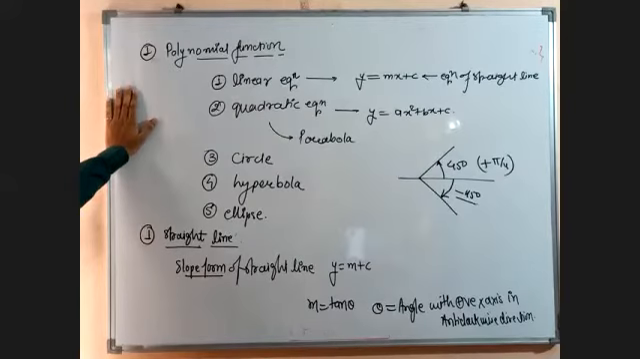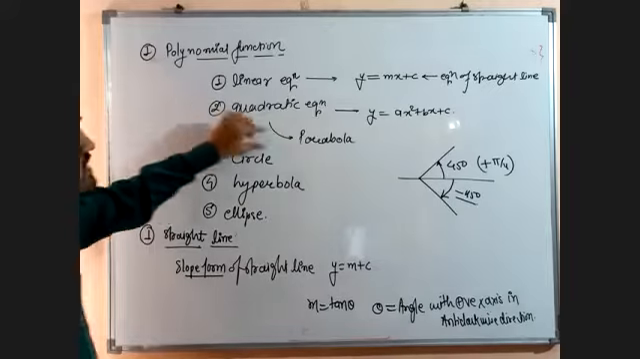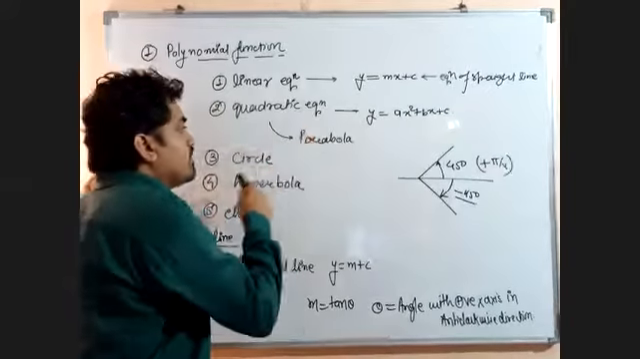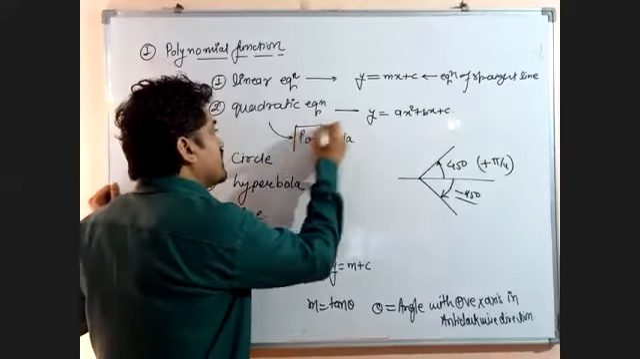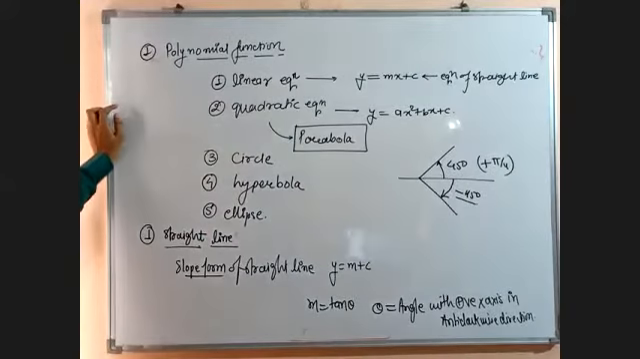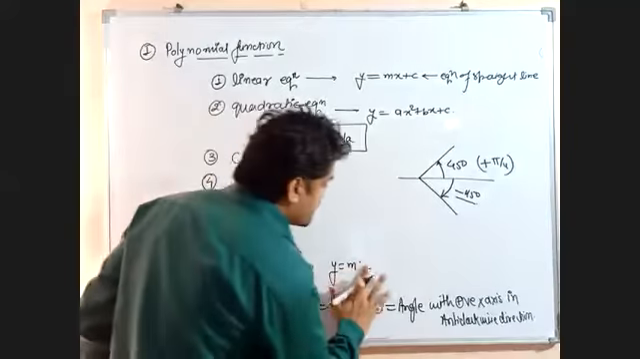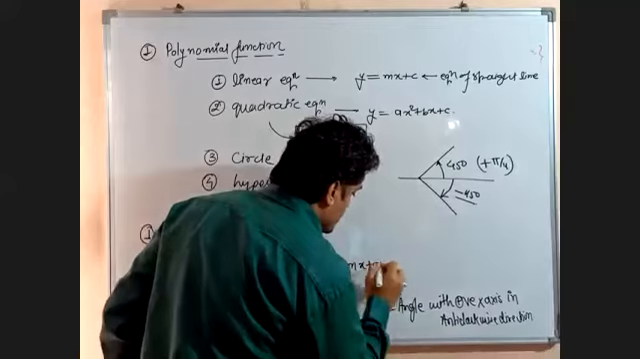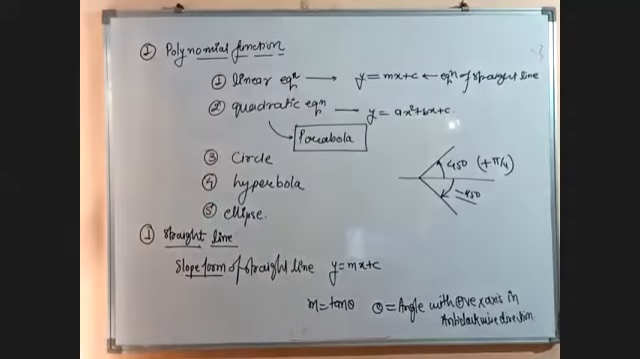In polynomial function, linear equation, quadratic equation, circle, the quadratic equation is called a parabola. It forms a parabola. Circle, hyperbola, ellipse, these are some polynomial functions. The relation between x and y is a direct relation, like y is equal to mx plus c.